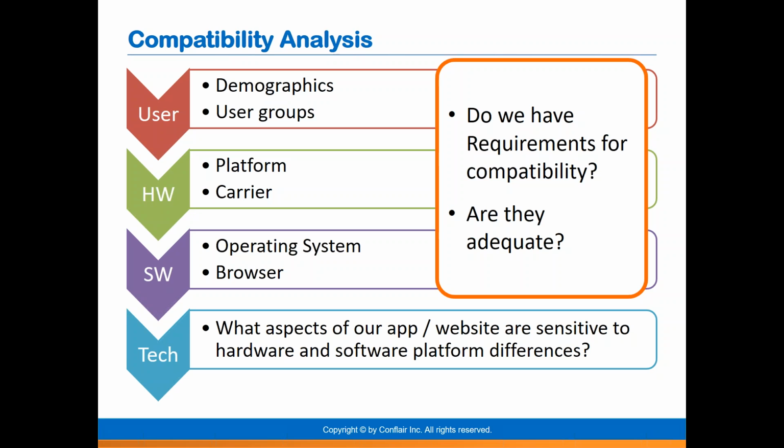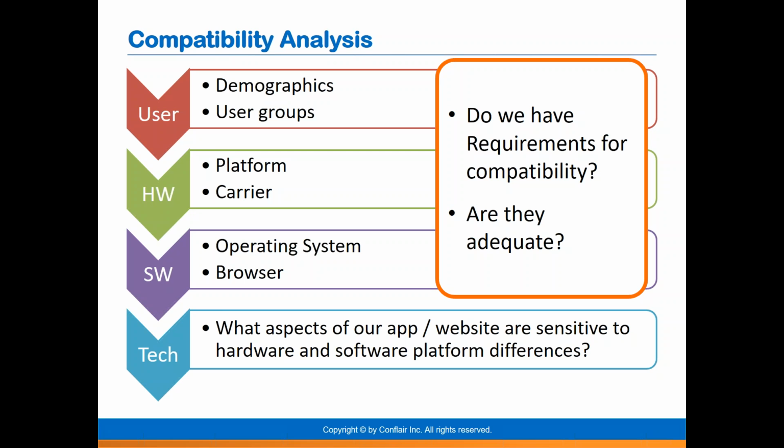First, I want to look at the users. Who are my users? What user groups? How do I analyze that? Second, I want to look at the platforms and carriers which are most common among my user group and get some hard numbers here. Third, I want to look at the operating systems and browsers, if relevant for me, mobile browsers, common among my user group. And only after I have all those nailed down, then I look at perhaps the most complex aspect of it.